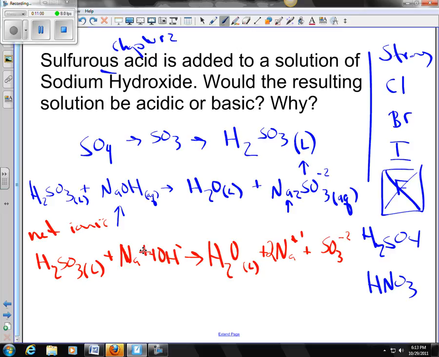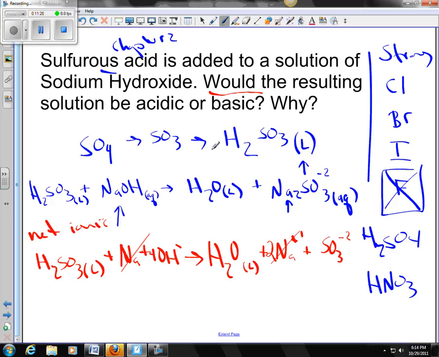So for my net ionic, I would cancel out anything that's the exact same on both sides. It appears as though sodium is the only one that is an ion on both sides of the arrow. So that would be my net ionic equation. And then I finally have to answer this question: would the resulting solution be acidic or basic, and why?